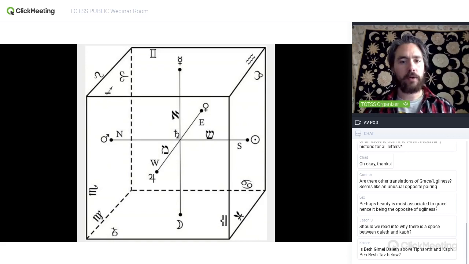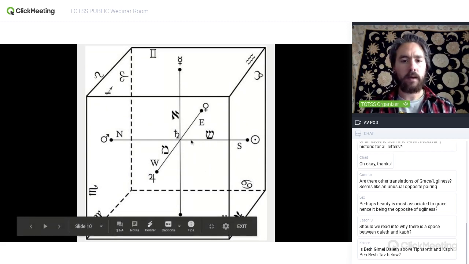Okay, so here you're looking at least one version. This is the best version I could find quickly online of the cube of space. One thing that's a little bit weird here is that the 3 axes are attributed using the Hebrew letters, and then the double letters and single letters are instead given with their astrological equivalents. I'm not sure why that was done exactly.